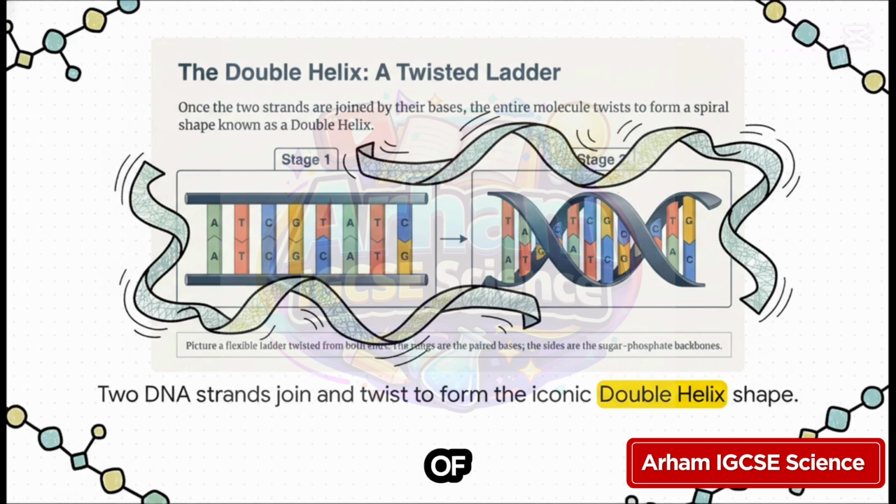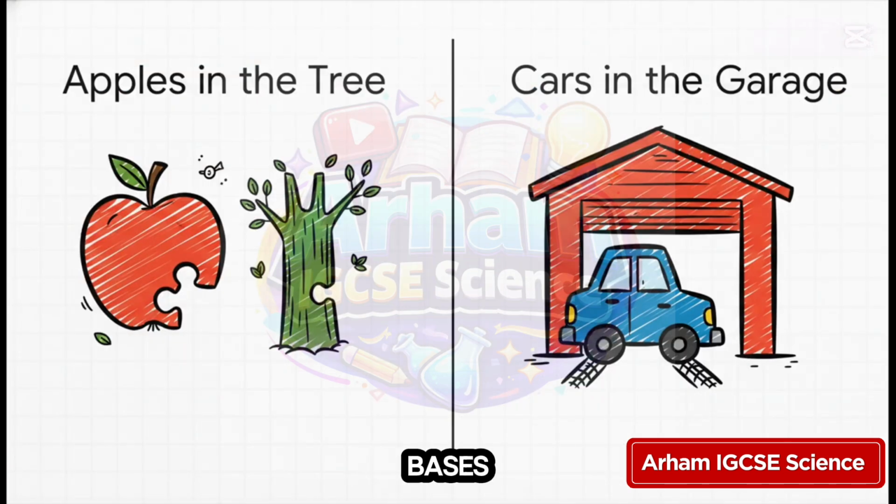But here's the thing, DNA isn't a single strand of letters. It's actually a pair of strands that connect in the middle, kind of like a ladder. And once they connect, the whole structure twists into that beautiful, iconic shape we all know, the double helix. The sides of the ladder are made of those repeating sugars and phosphates, and the rungs of the ladder, those are our bases.